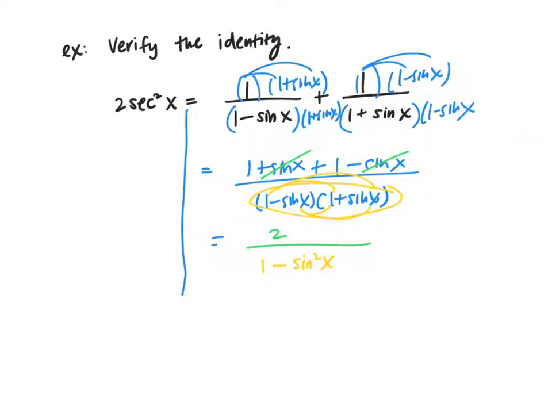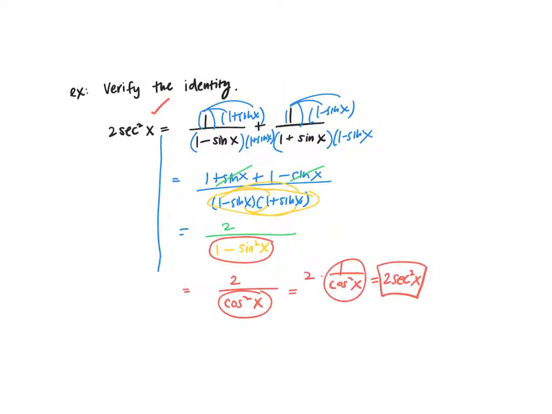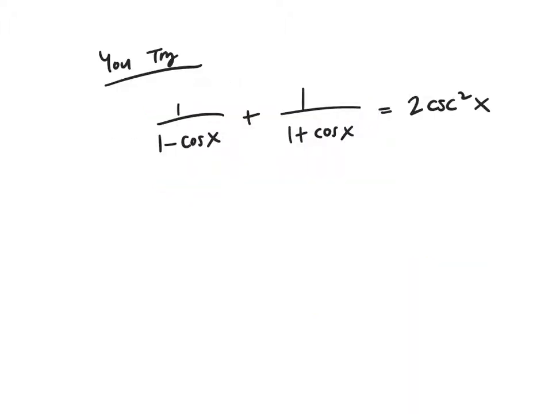Now let's take a look at the following. The denominator 1 minus sine squared x is equal to cosine squared x, so I can replace that. And then, remember, 2 over cosine squared x is the same thing as 2 times 1 over cosine squared x. So that cosine squared x in the denominator can become secant squared x. So 2 secant squared x. Notice that I have made the left-hand side and the right-hand side equal to each other. Again, what you're doing is taking one side and replacing it with equivalent expressions, just in different forms, and then you make it look like the other side. Okay, you go ahead and try this problem.